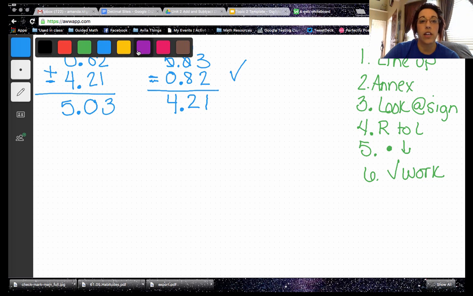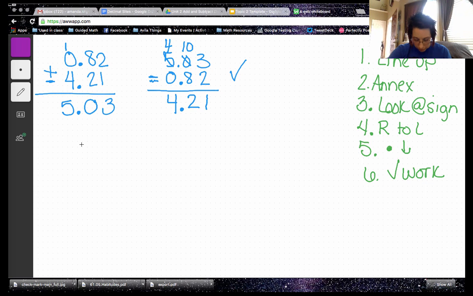Let's go ahead and try another example together. Let's look at 45 and 9/100. We're going to subtract 2 and 5/1000.